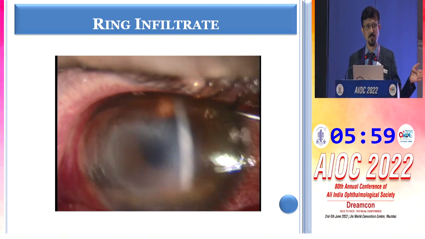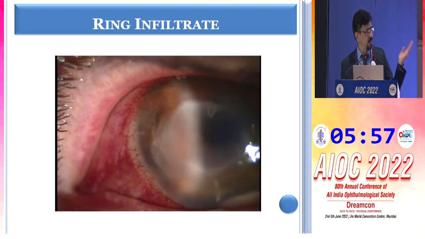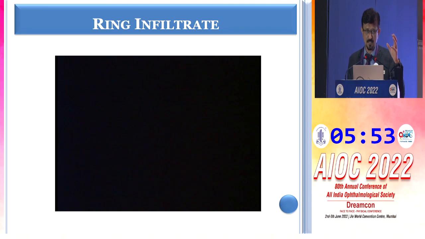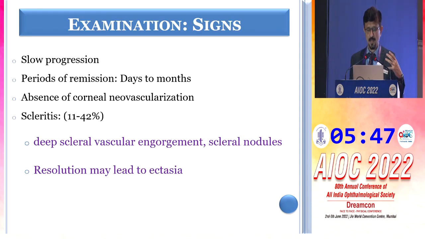One can be Pseudomonas, the other one can be acanthamoeba. If it is very rapid progressing, then it is Pseudomonas. If it's not rapid progressing, it is slow progressing, then it can be acanthamoeba. So based on the initial history itself, you can somehow guess what it is.